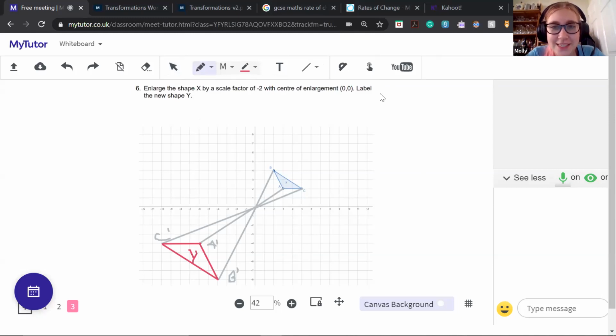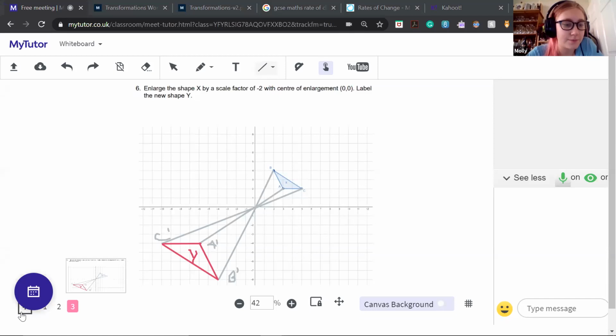Someone said this kind of looks 3D. Yeah, it does, because these construction lines kind of make them look like pyramids. Okay, cool. So hopefully that makes sense. Just shout if it doesn't, and we can try to come back to it at the end. But let's get on to the second topic for today, which is rates of change.